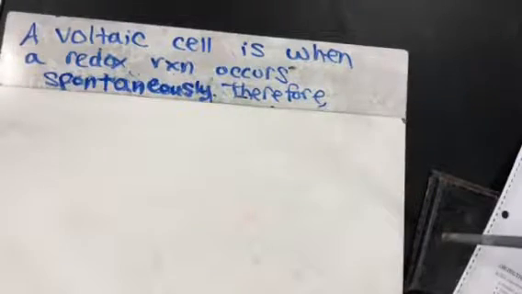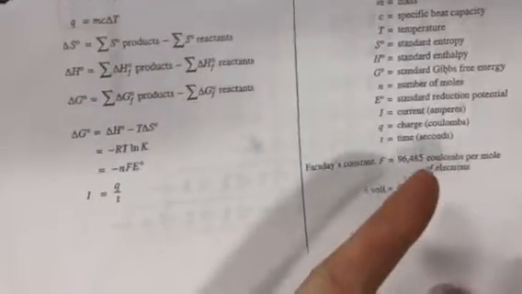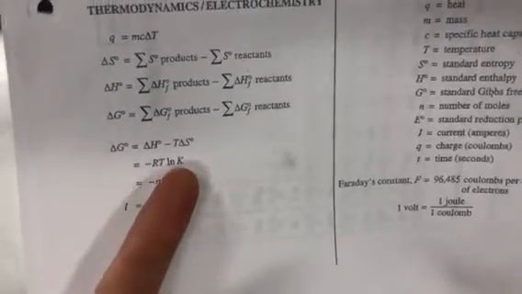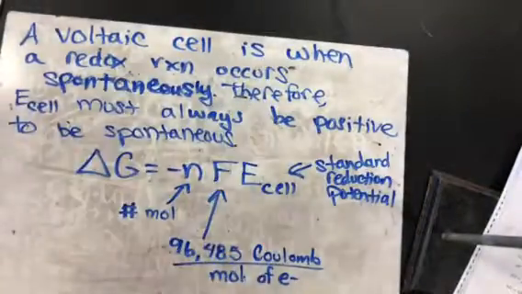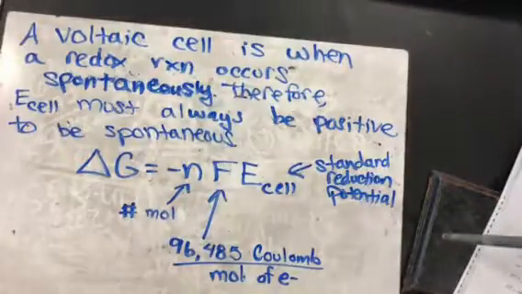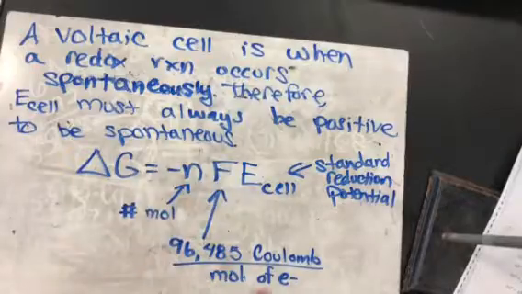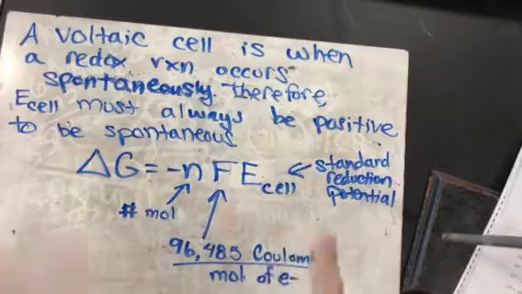Based on the equation that you were given, that means Faraday's constant is positive, and your number of moles is going to be positive. Therefore, you always need a positive E cell potential in order to have a spontaneous reaction. So E cell must always be positive to be spontaneous. Sometimes you're given information where it'll be negative, but then that indicates it is not spontaneous. So as a reminder for this.